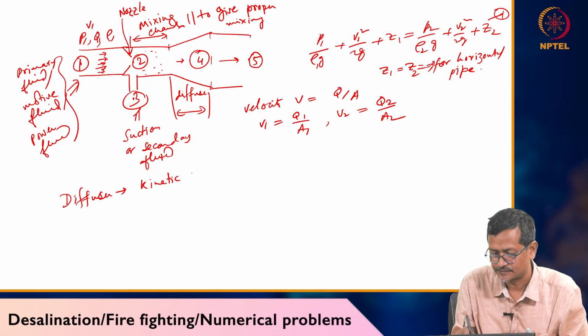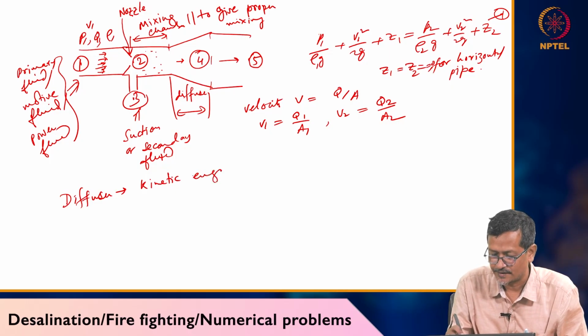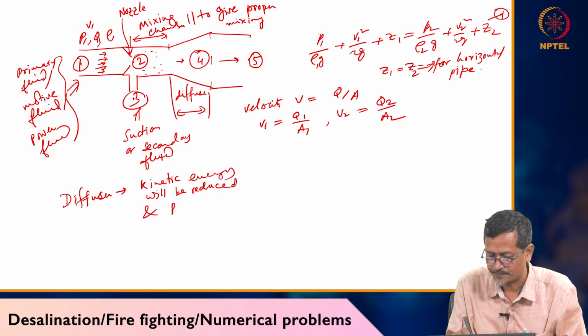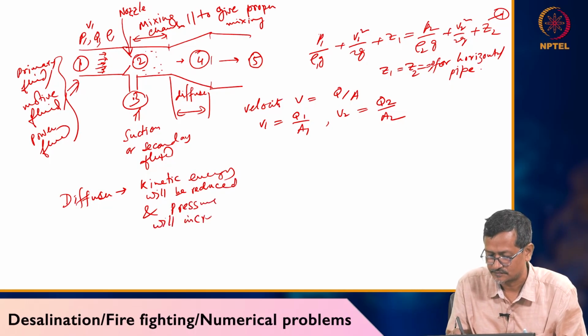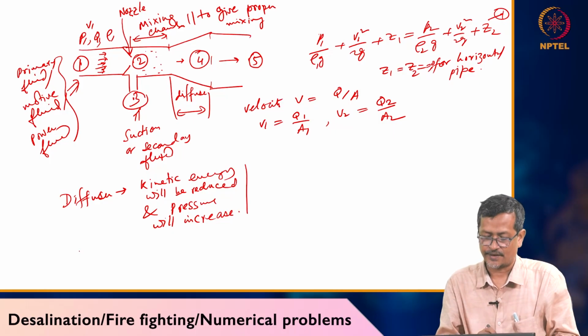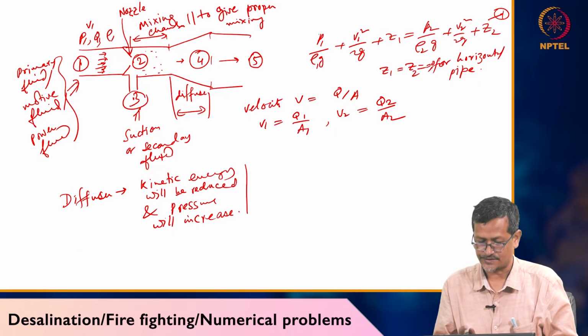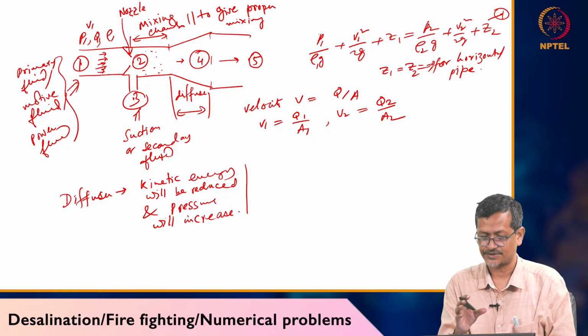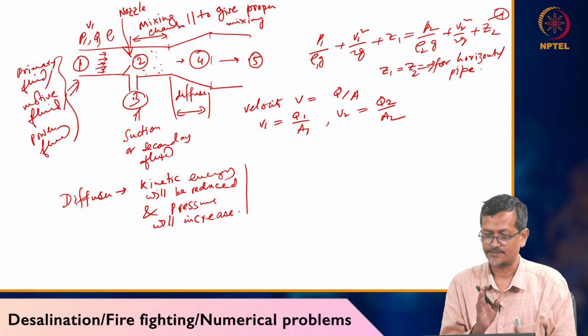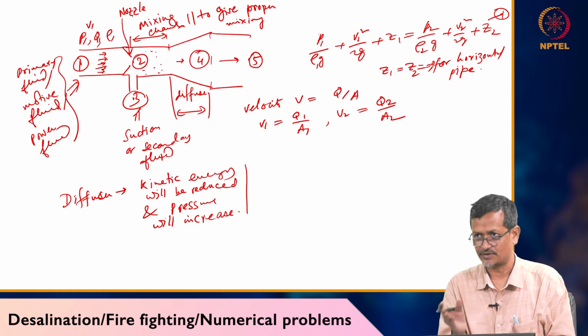The purpose of the diffuser is that kinetic energy will be reduced and static energy will be increased. The mixing chamber is mixing only, it is not changing velocity and pressure, but the diffuser is changing that. The nozzle's main work is to change pressure to velocity or velocity to pressure.